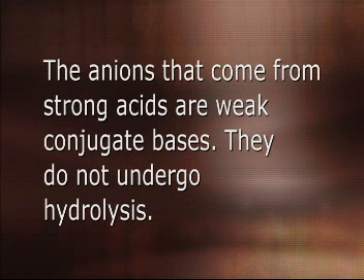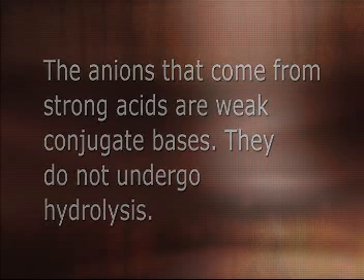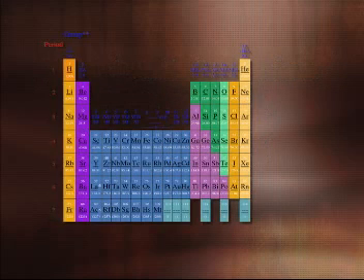The anions that come from strong acids are weak conjugate bases. As a result, they do not undergo hydrolysis. The strong bases are the ionic hydroxides of group 1A and 2A metals. The cations of these metals also do not hydrolyze. Let us look at an example.